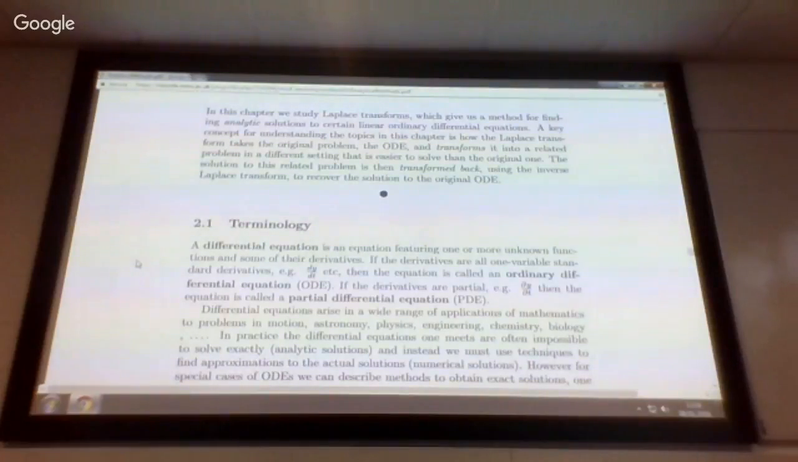Then we solve the transformed problem. So we end up with a solution to the transform problem. And then we do the inverse Laplace transform. We bring our solution to the transform problem and translate it back into the original context to recover the solution to the original ODE. Okay. And so before we get into it, I just wanted to give you some motivation for that, or just describe an analogous situation to that. Okay?